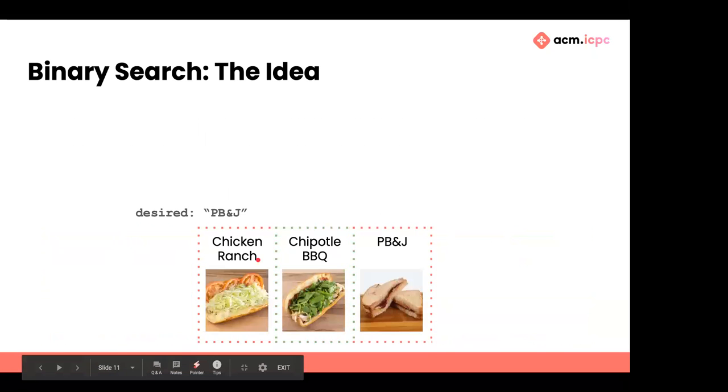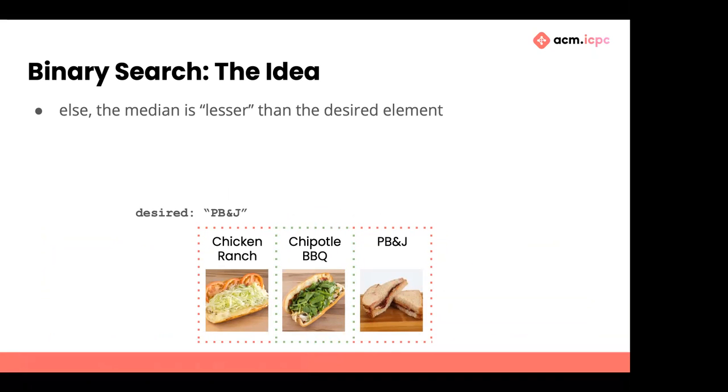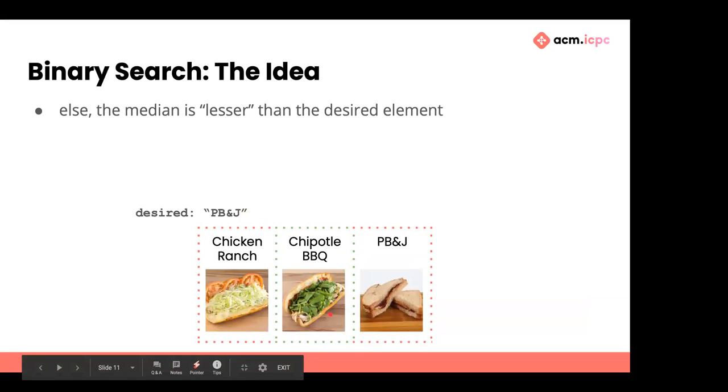And I again repeat the process. I look at the middle element, which is chipotle barbecue. I see that chipotle barbecue is in fact smaller than PB&J. By the same logic, anything that comes before chipotle barbecue will be smaller than or equal to chipotle barbecue, which is smaller than PB&J, which means that chicken ranch is automatically smaller than PB&J, and there's no reason we have to look at it. So we can eliminate that half as well.